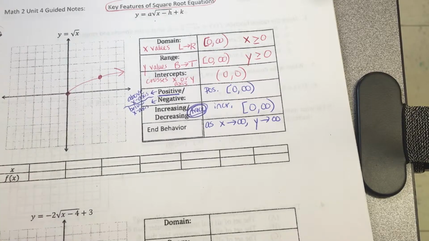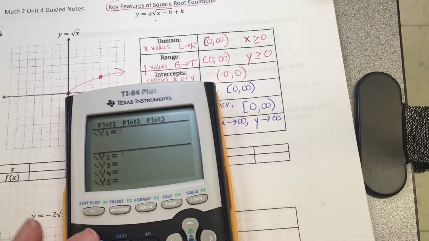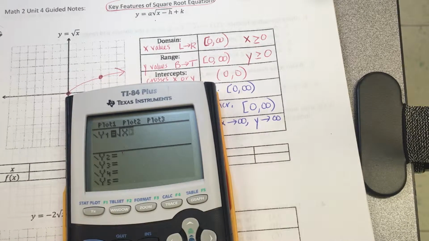All right, to get your table, you're going to need to go to your calculator real quick and go to your y equals and type in the square root of x.